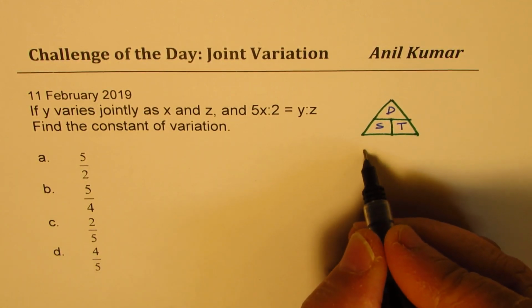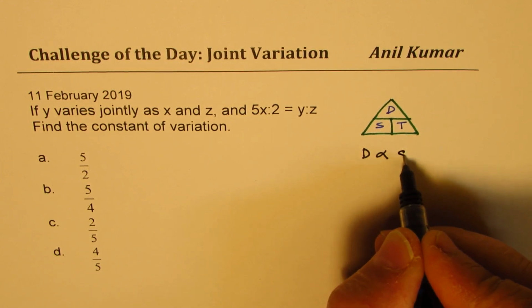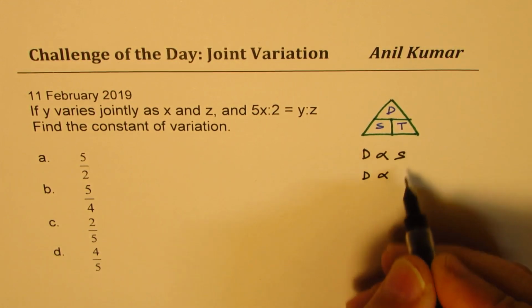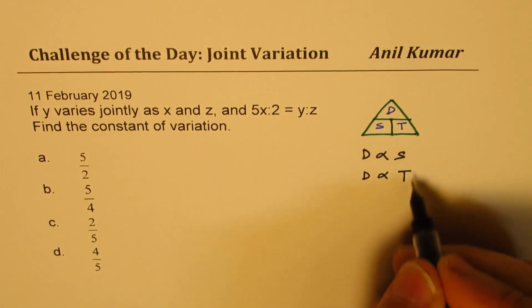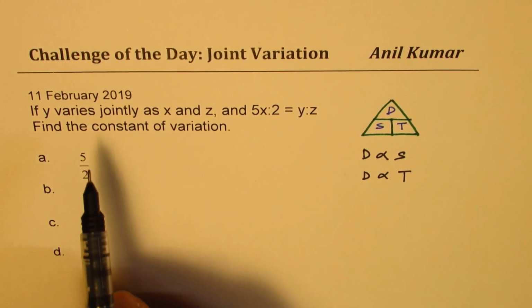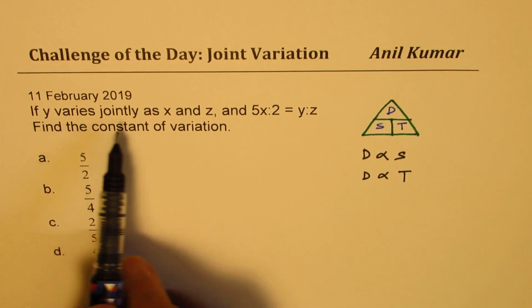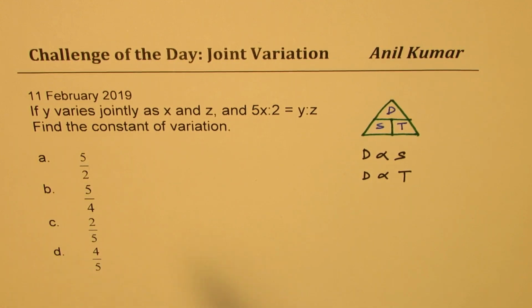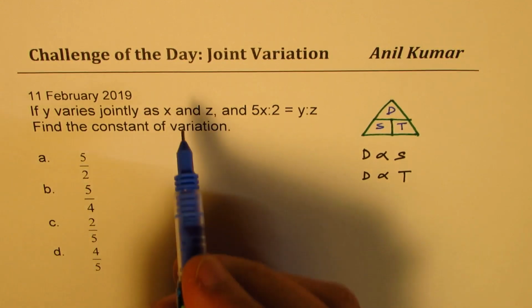and time. So we know distance is proportional to speed and distance is also proportional to time, right? So there is a joint variation. That's what we mean. Now in this particular case, what are we saying? We are saying that y varies jointly as x and z.